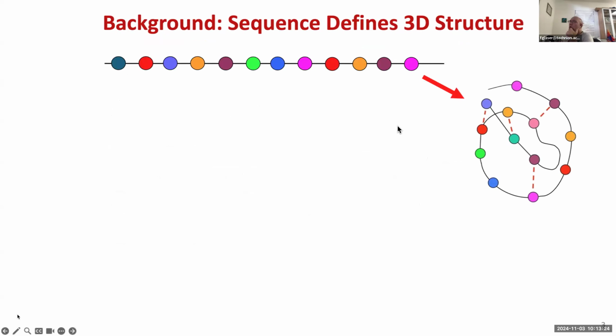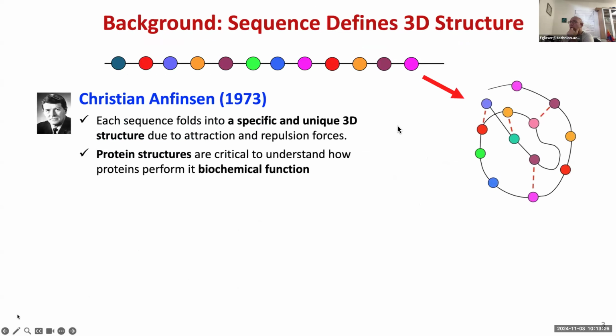So as we know, sequence defines structure, like Anfinsen stated in 1973: each sequence basically folds into a specific and unique structure, which is due to attraction or repulsion forces. And protein structures are critical to understand function. So the more we understand about structure, the more information we have, and the more we can understand biochemistry and protein structure in general.